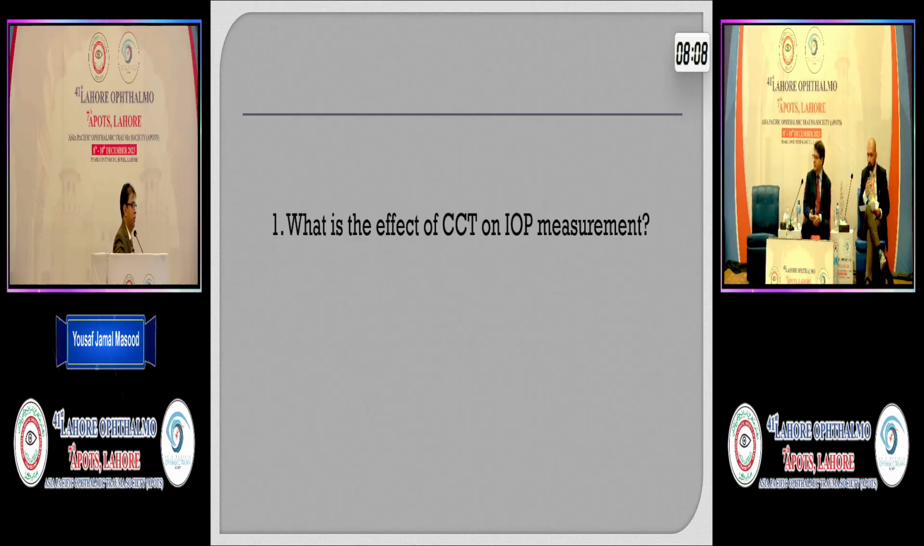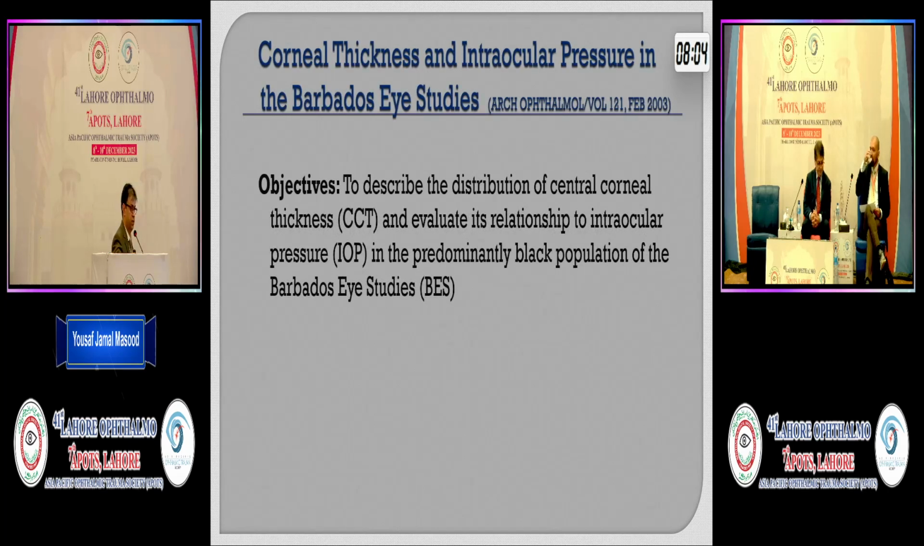Number one, what is the effect of CCT on IOP measurement? So there have been numerous studies. I will just highlight a few of them. There was a study called the Barbados Eye Studies, and they checked the distribution of the central corneal thickness and the relationship between CCT and IOP, but that was predominantly in a black population.